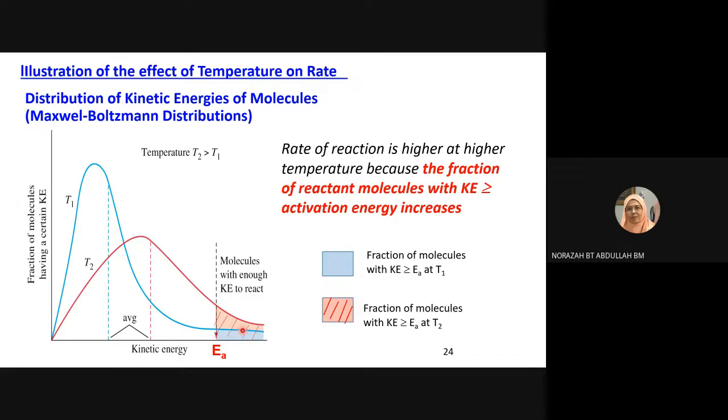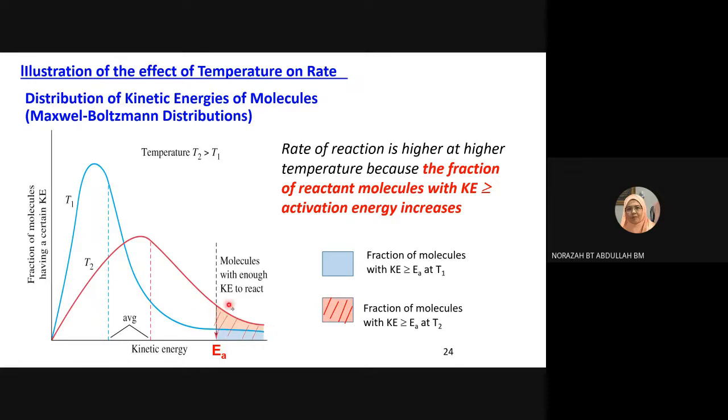So you see here, the area under a graph represent the fractions of molecule with enough energy for reaction to occur. Okay, so that means here shows at higher temperature, the fractions of molecule or the reactants molecule that will have kinetic energy greater or equal to the activation energy is more at a higher temperature. Nampak kan di sini area di bawah curve ni menunjukkan fractions of molecule.